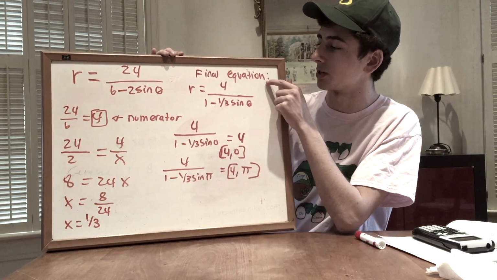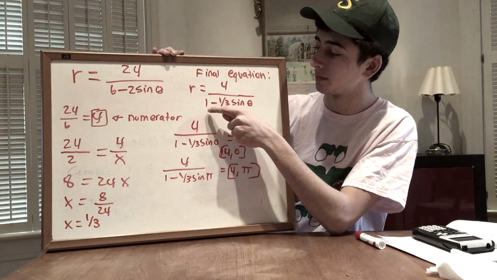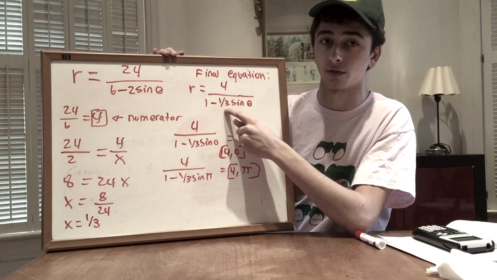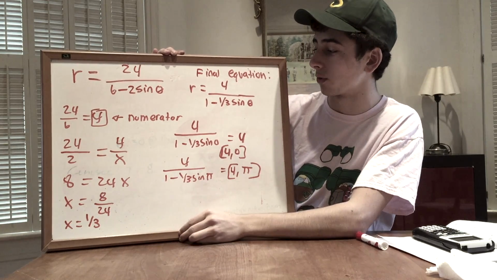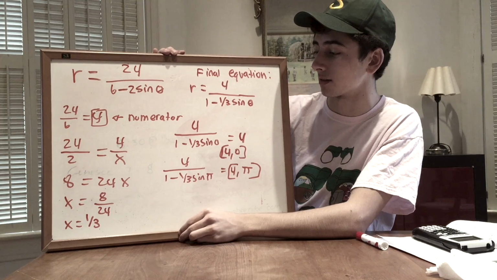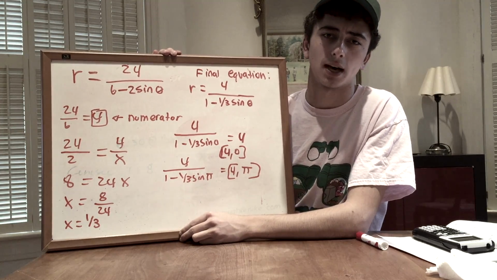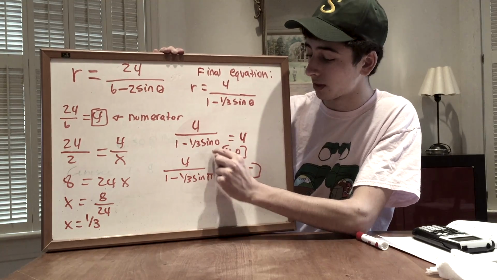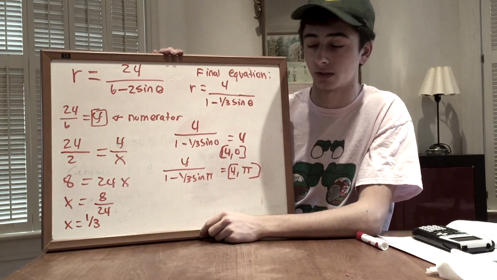So here's our final equation. 4 in the numerator, the simplified 1 because we divided out the 6, and 1/3 for our eccentricity. R equals 4 divided by 1 minus 1/3 sine of theta. So now you might be asking, how do I graph this? Well, you can plug in 0 for theta and pi for theta and see what points you get.